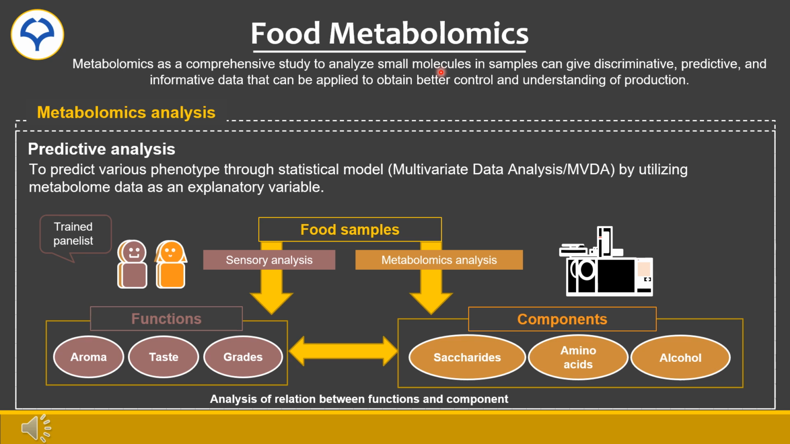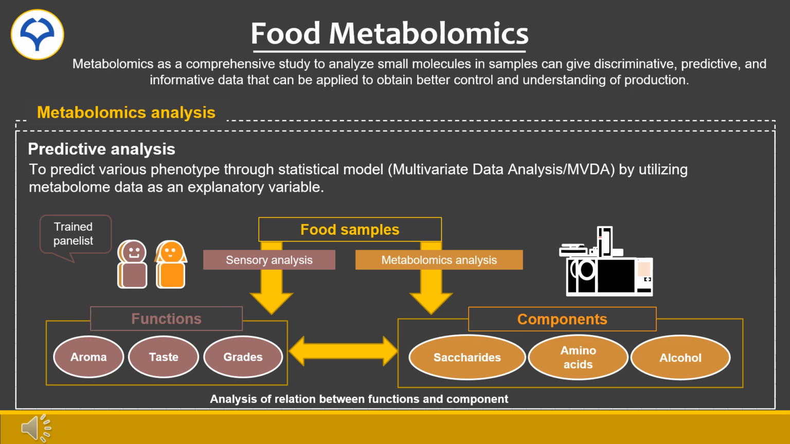To clarify the relationship between food quality and its components, we conduct research using metabolomics techniques to analyze a vast array of components. Here, I would like to introduce one of the frameworks used in food metabolomics. For food samples, both sensory evaluation by humans and component analysis using instruments are performed. In sensory evaluation, qualities such as taste and aroma are assessed. In instrumental analysis, components such as sugars, amino acids, and alcohols contained in the food are analyzed.